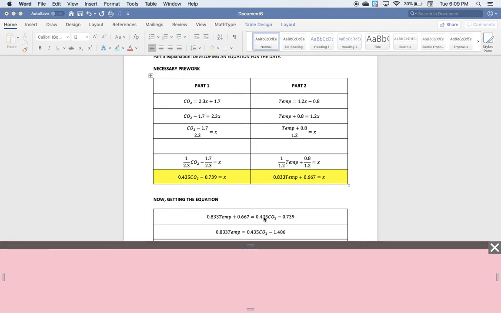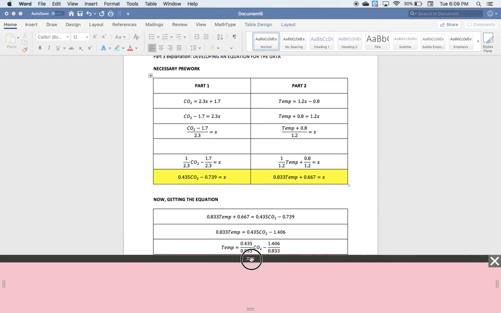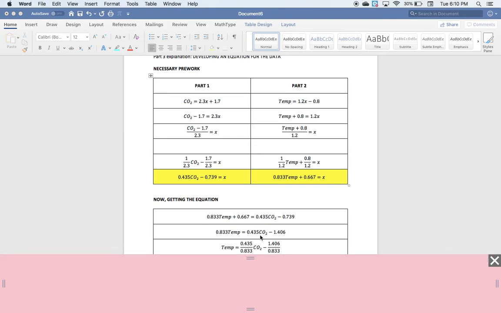Now I must divide both sides by 0.833 in order to get temperature by itself. Right? So if I'm dividing one thing by 0.833, I must divide throughout the entire equation. So I get temperature equals 0.435 divided by 0.833 CO2 minus 1.406 divided by 0.833.